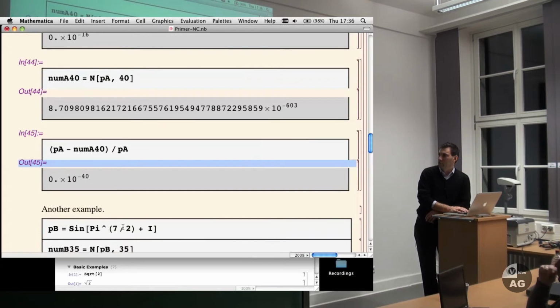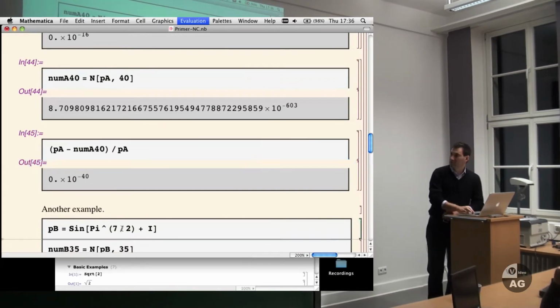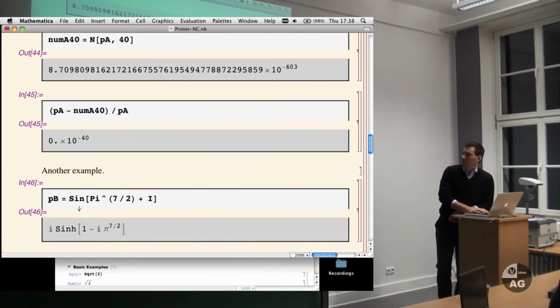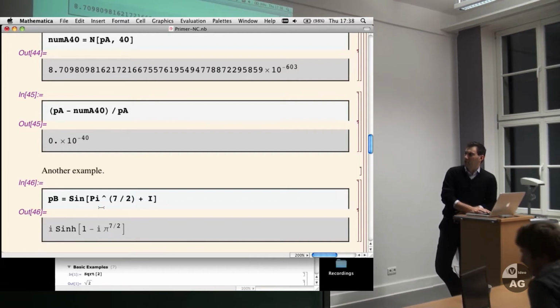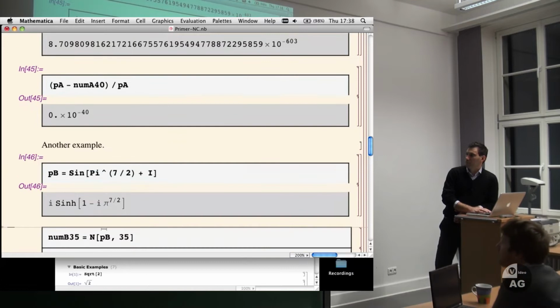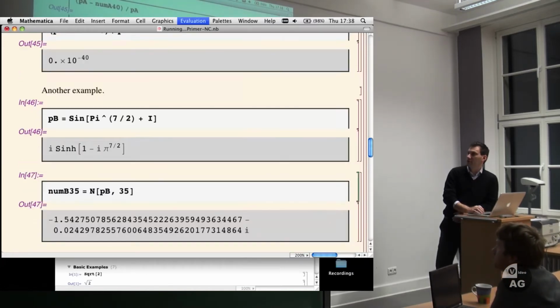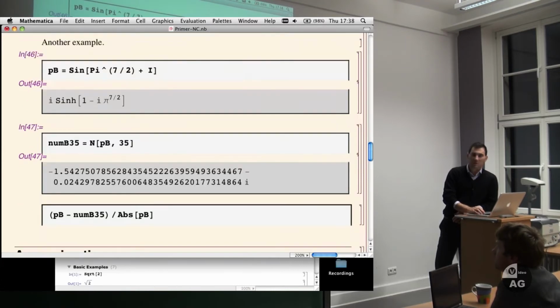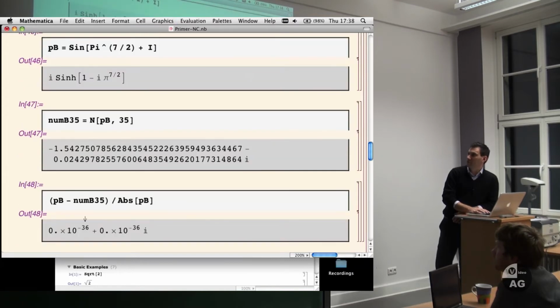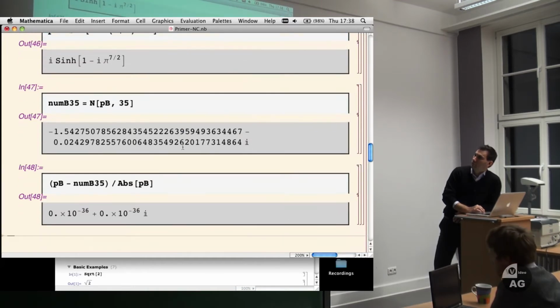And now I'll show you a little bit more complicated example. I have some complex numbers, okay? And I want 35 digits of accuracy out of that. Okay, very good. And now I check whether I do get 35 digits of accuracy, and life is beautiful.